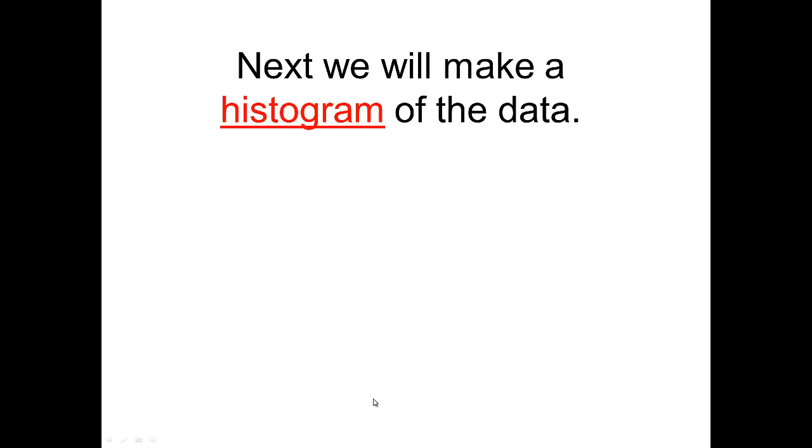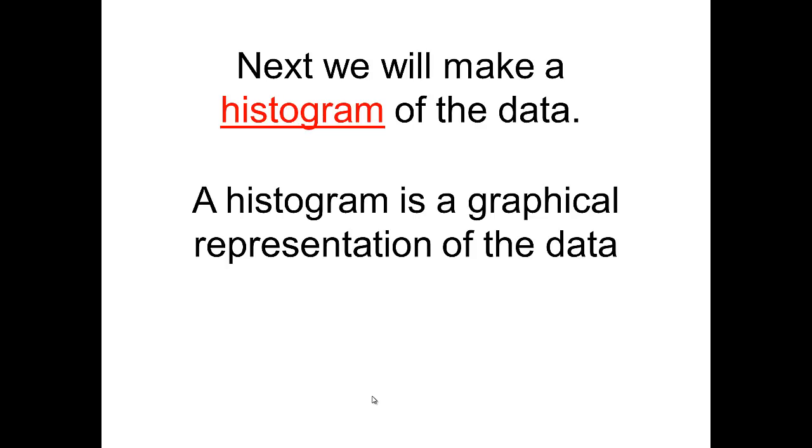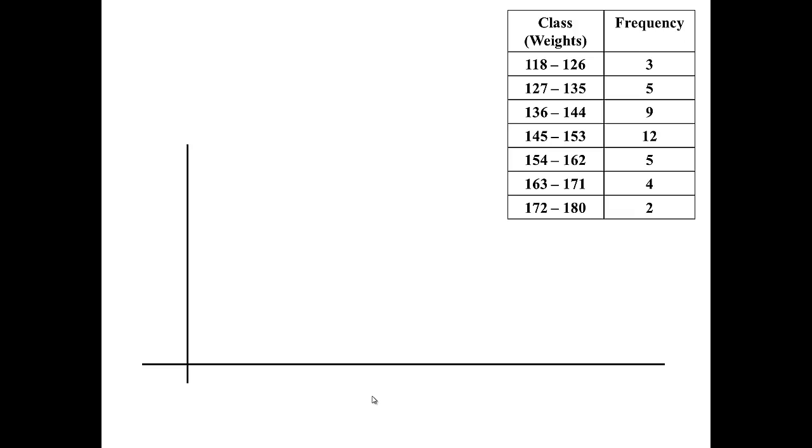Next, we will make a histogram of the data. A histogram is a graphical representation of the data and can also be known as a bar graph. In the upper corner, we have a copy of our classes and our frequency. If you have skipped straight to this video, you will not be familiar with this data, but that's not necessary to listen to just this video. If you have listened to and watched parts 1 and 2, you're already very familiar with the data in the upper corner.